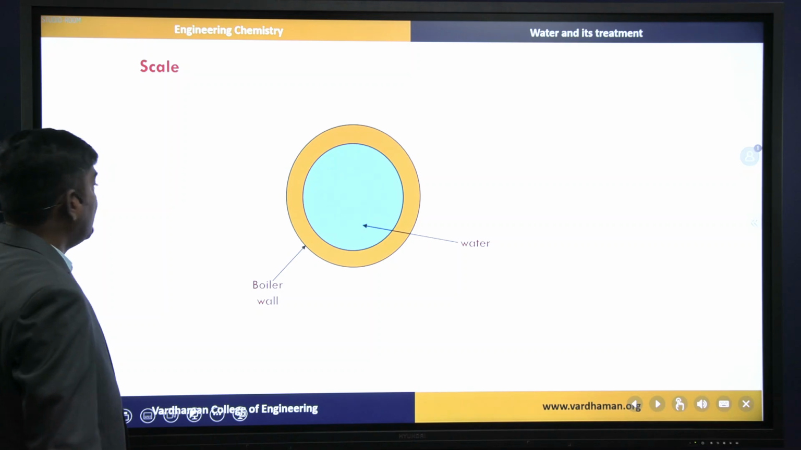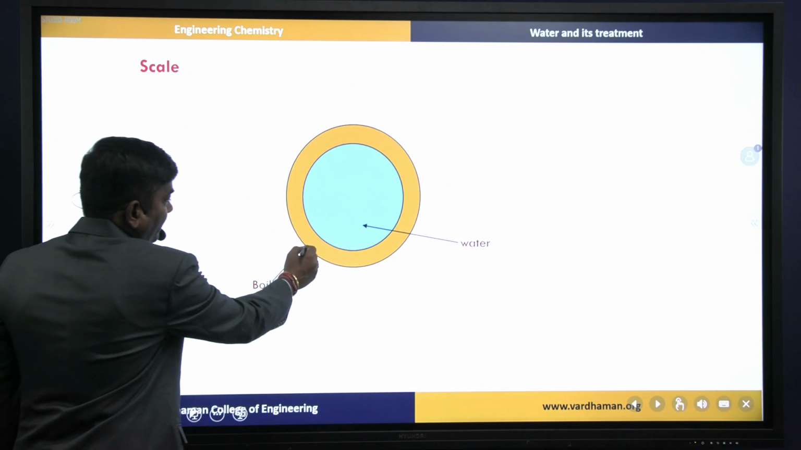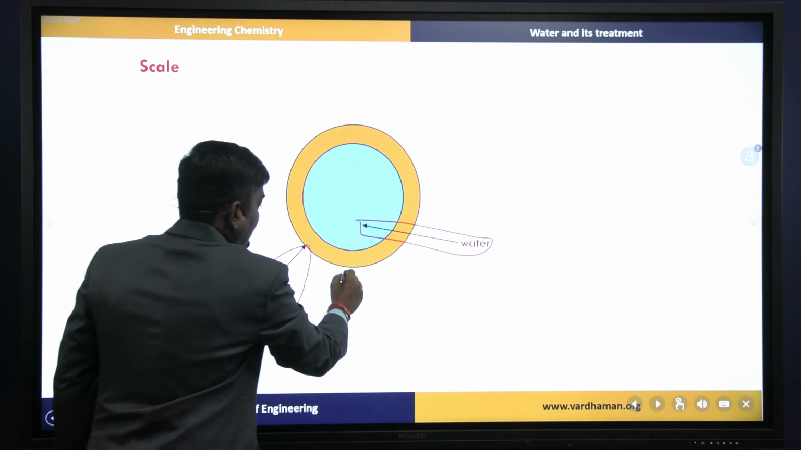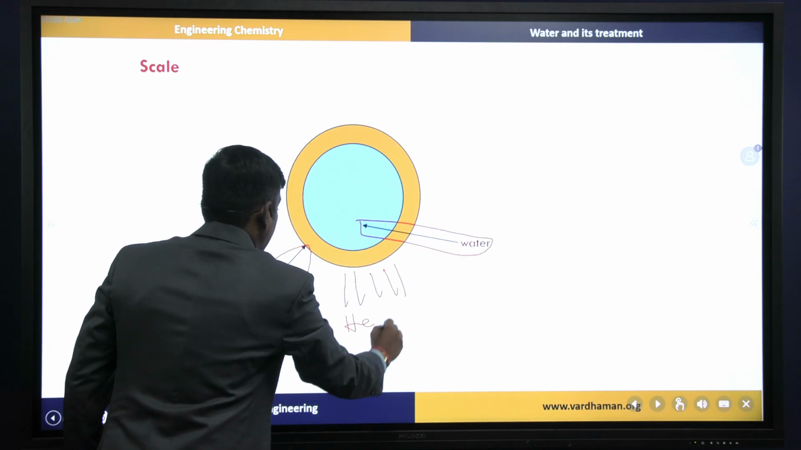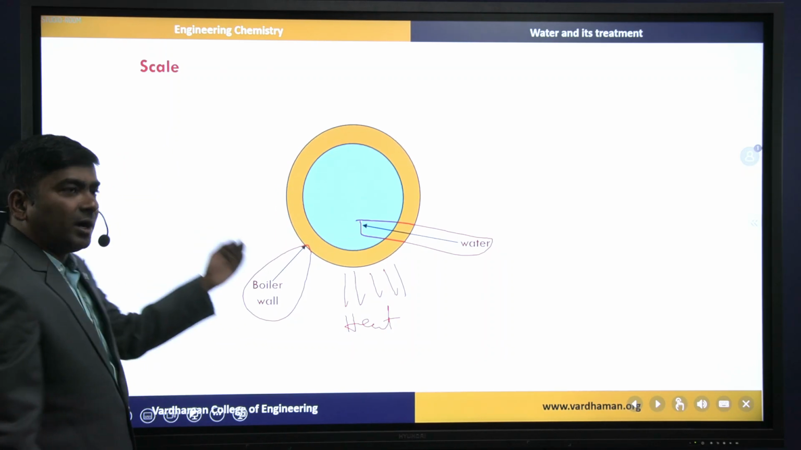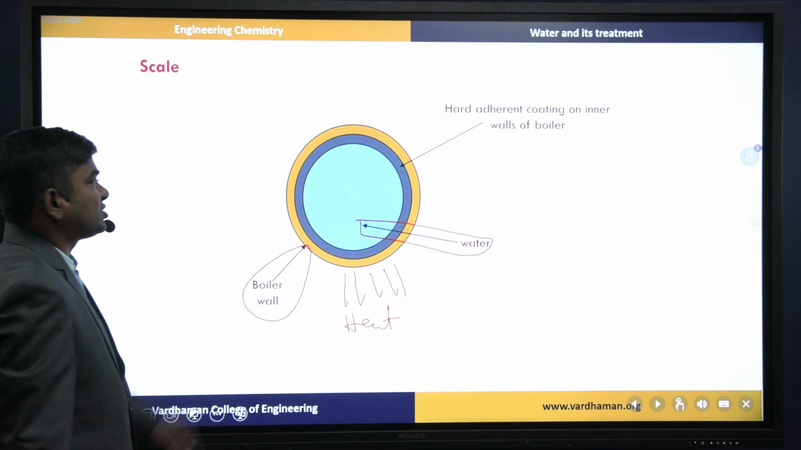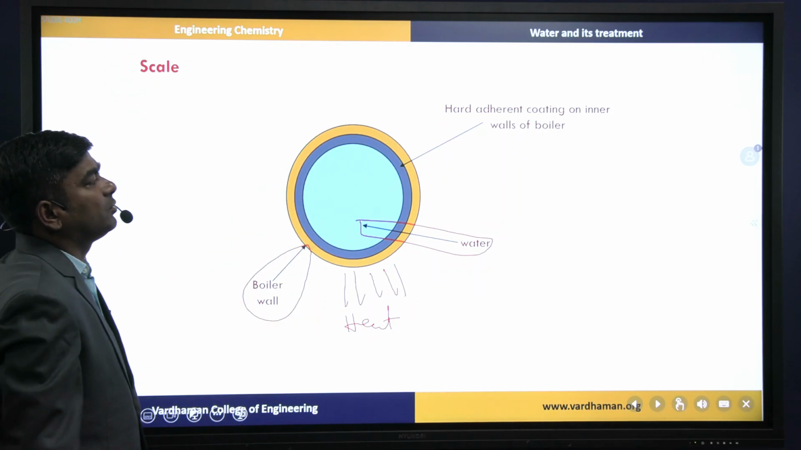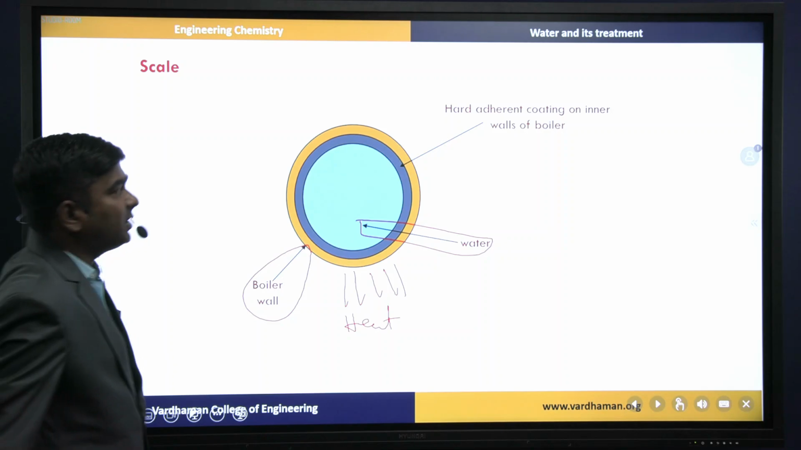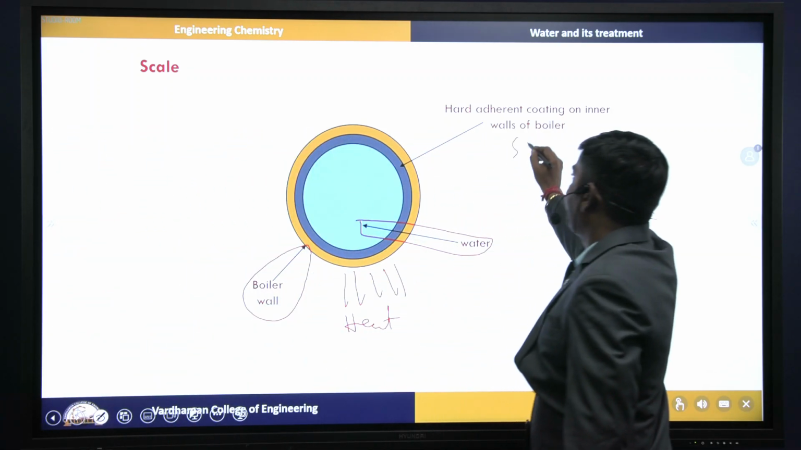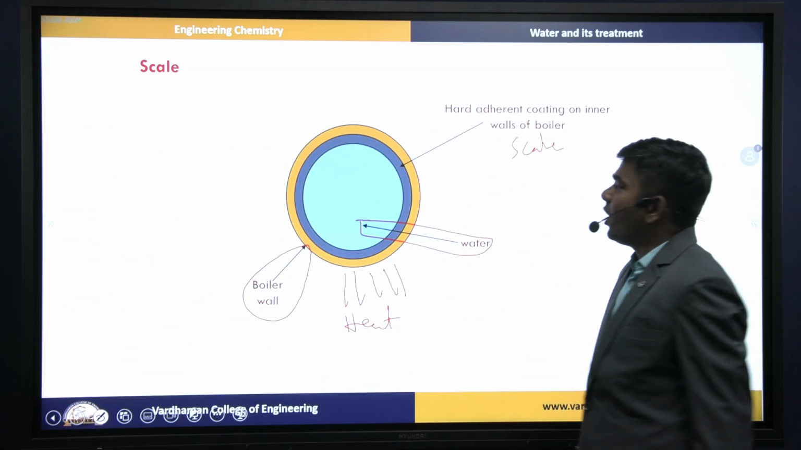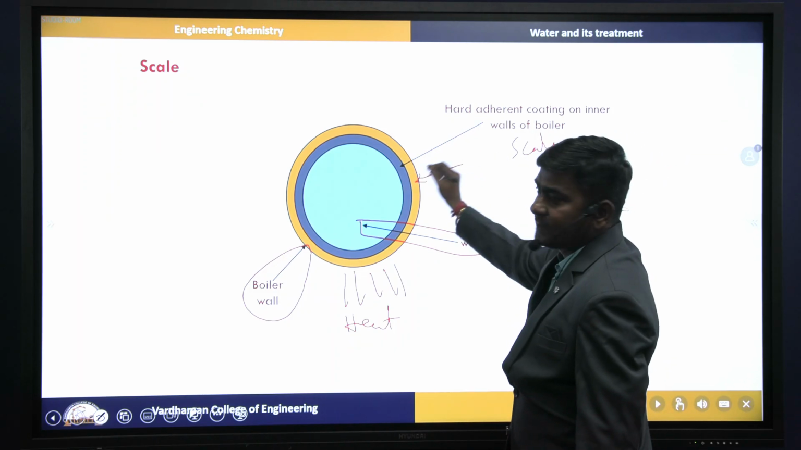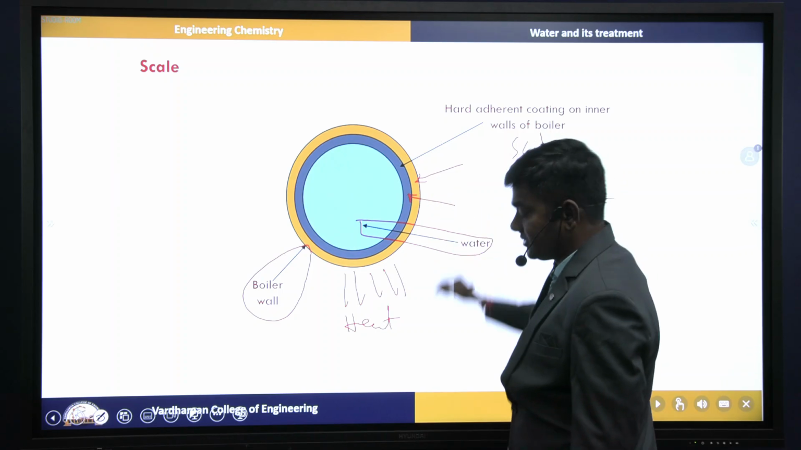So here you can observe, this is a boiler wall, and water is there. We are continuously giving heat. After the water evaporates, an extra, additional layer forms. That is a hard adherent coating on the inner walls of the boiler, called scale. Now we need to give heat for the water, for this iron, and also for this scale.